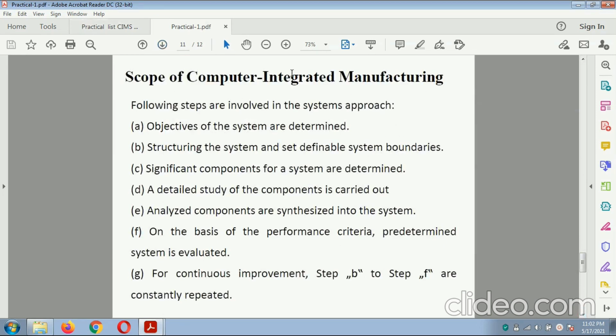The scope of computer integrated manufacturing includes the following system approaches. The objectives of the system are determined, the structure of the system is set, and the structure boundaries are defined. Significant components of the system are determined. A detailed study of the components is carried out. The components are analyzed in the system. On the basis of performance criteria, the predetermined system is evaluated. For continuous improvement, steps B and F are continuously repeated.